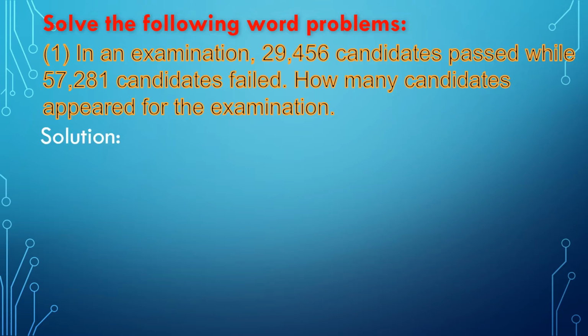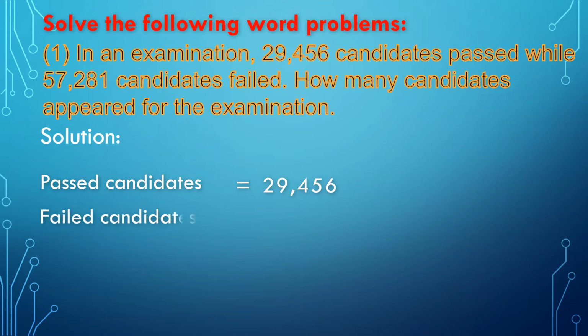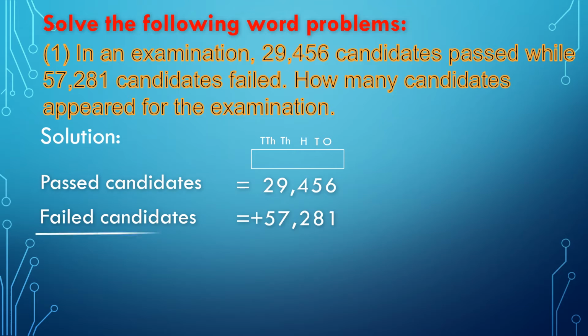Let's write the solution. So the first statement is pass candidates is equal to 29,456 and the second statement is fail candidates is equal to 57,281. Then write all the places and draw a carry-on box. Now write the plus symbol and draw a line so our answer can go below it. Then write the third statement.